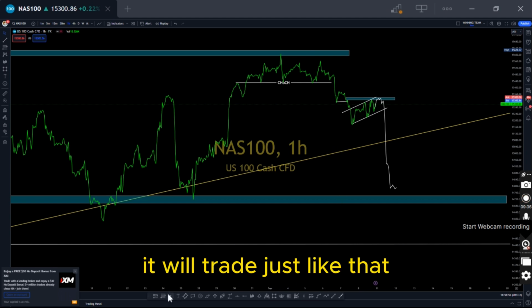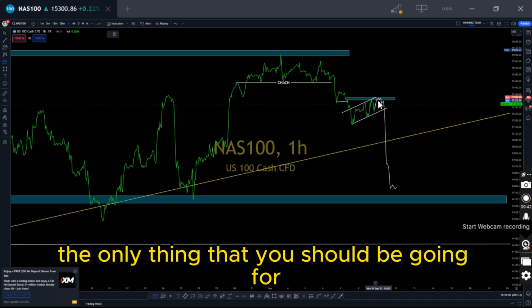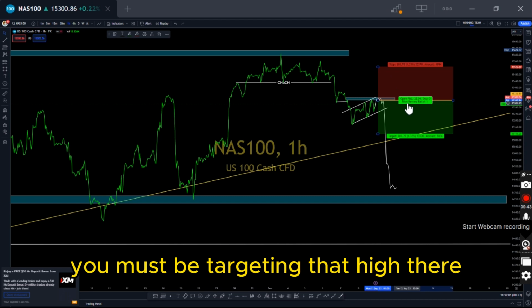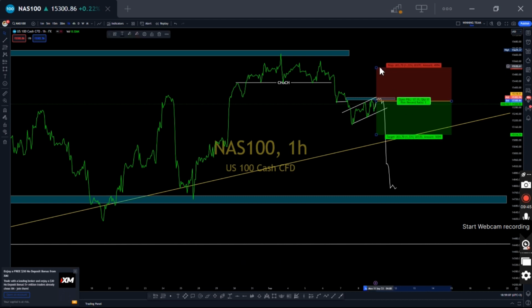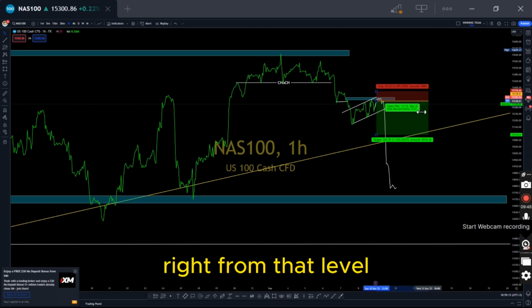It will trade just like that, which means that the only thing you should be going for is this level up here. That's your target on Nasdaq, guys. You must be targeting that high there. What's your stop loss? Right on that level.